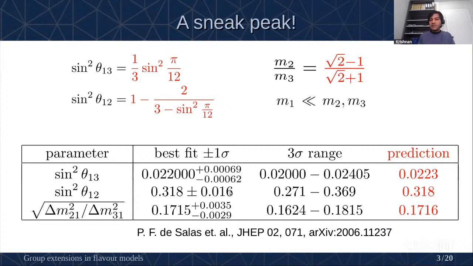And the last one, which I'm most excited about, is the ratio of the neutrino masses. The measurements themselves don't directly measure it. They measure this particular quantity, the mass square difference. And you calculate it, and the measurement is 0.1715 plus or minus this. And if you find this ratio, it is again 0.1716. So it's again in good agreement.